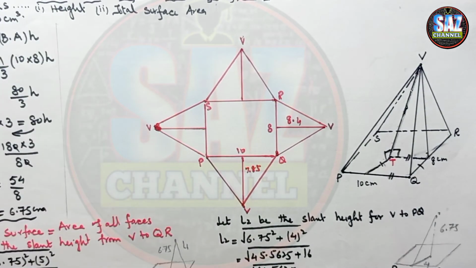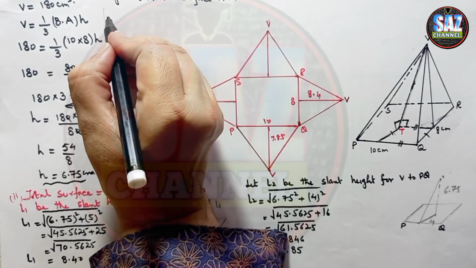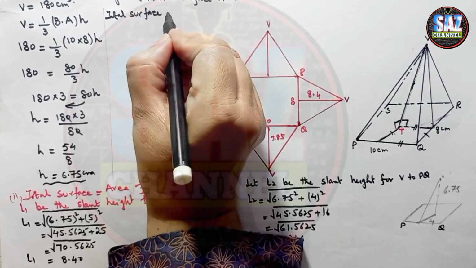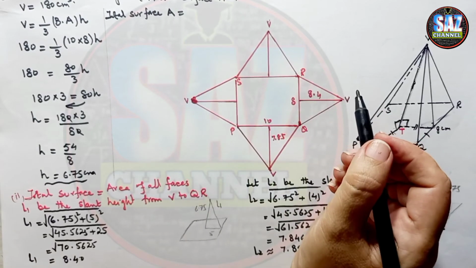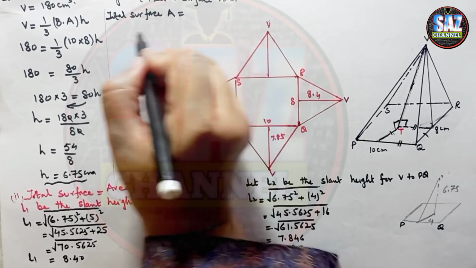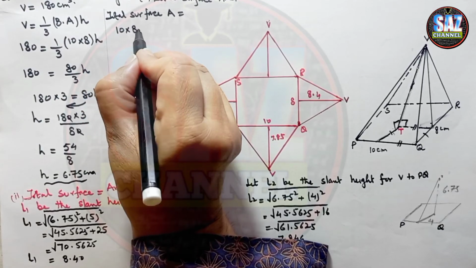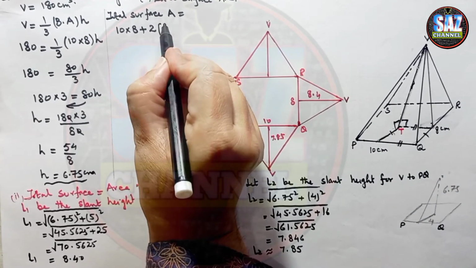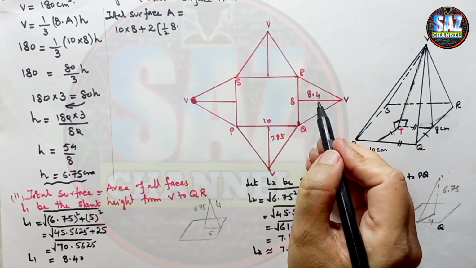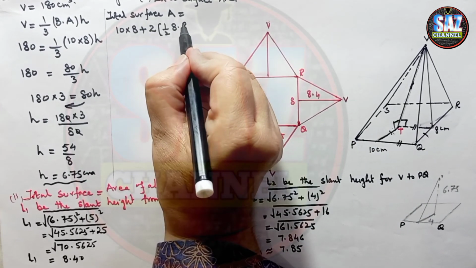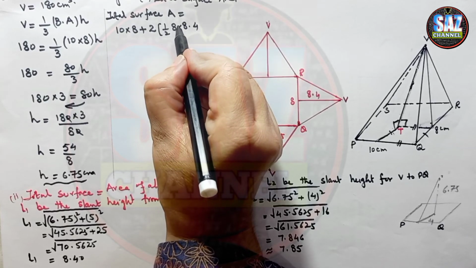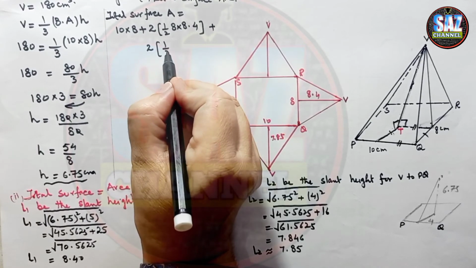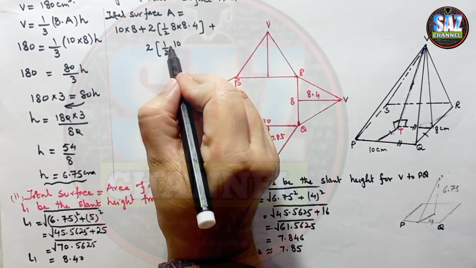Okay, the total surface area equals length multiplied by breadth, 10 multiplied by 8. Okay, I can write over here 10 multiplied by 8 plus 2 times half into base 8 and height 8.4. The dot stands for multiplication, but here as we have the decimal, let me make it clear. Plus 2 into half, and the base is 10 multiplied by 7.85.